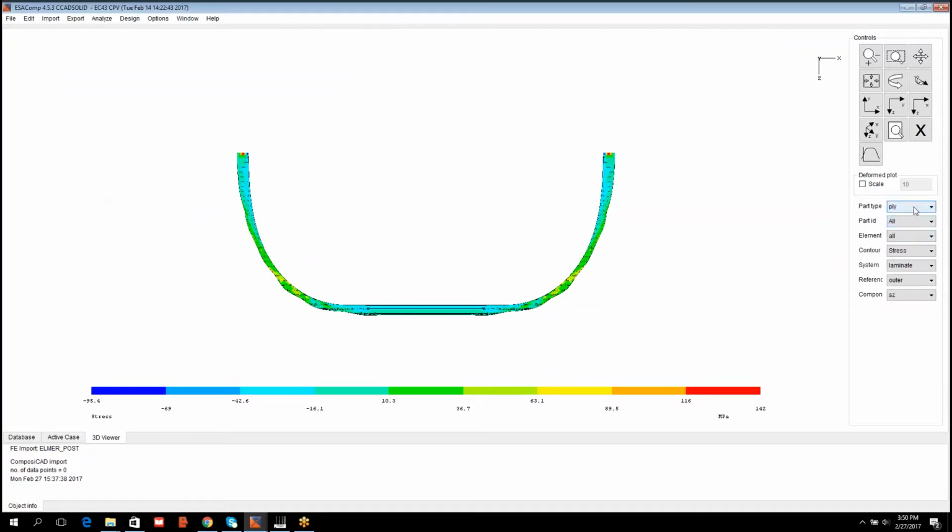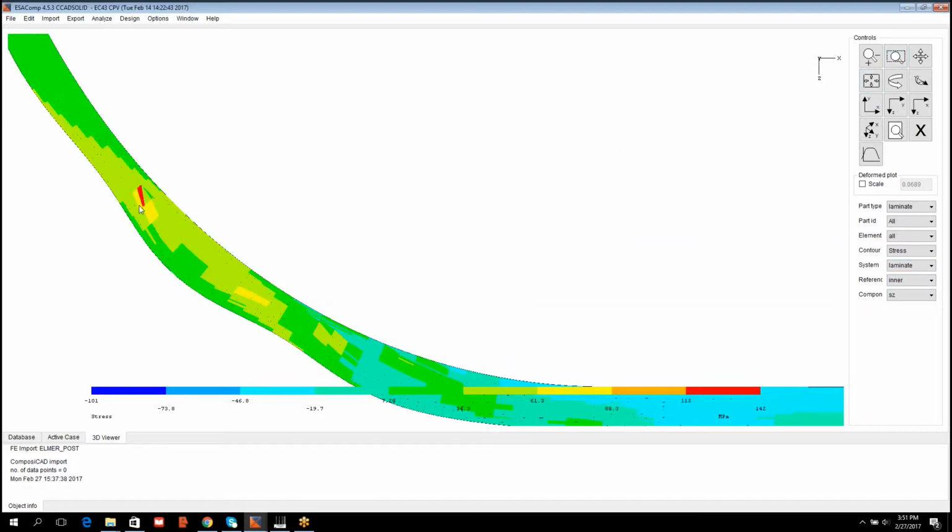I change the part type to laminate, result contour to stress and sigma Z, so I'm visualizing the same result as previously. Inner surface is now the reference plane. If I zoom in here, this is the interesting location, one hotspot element.